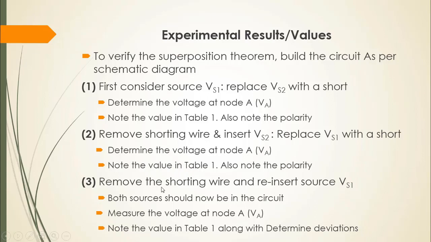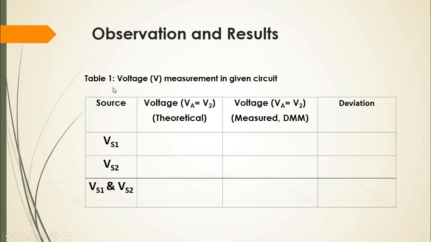In step 3, removing the shorting wire and reinserting source VS1 means that both sources should now be in the circuit, VS1 as well as VS2. We will measure the voltage at node A again and we will put these values in table number 1 along with deviations.